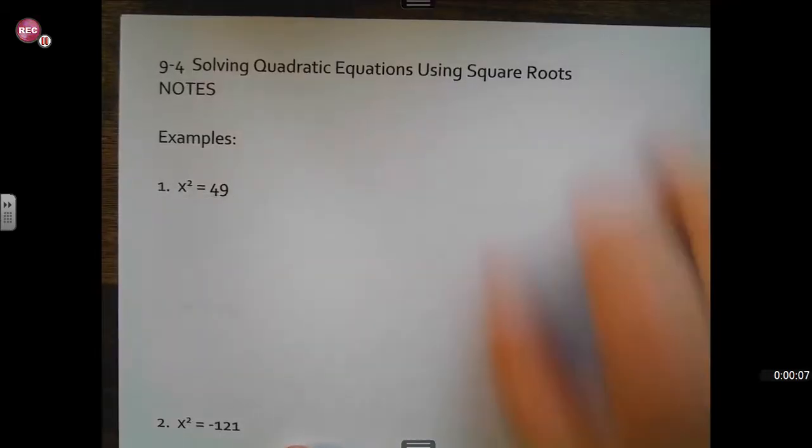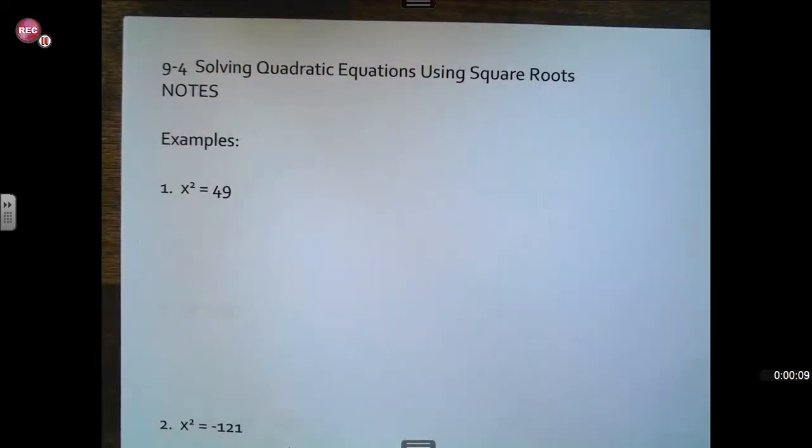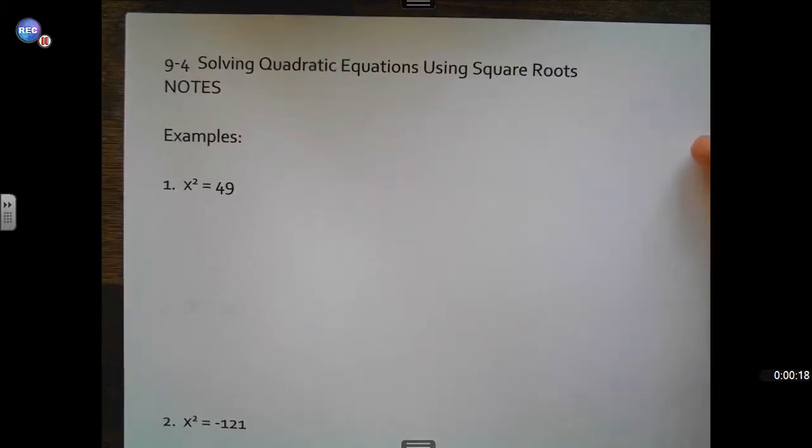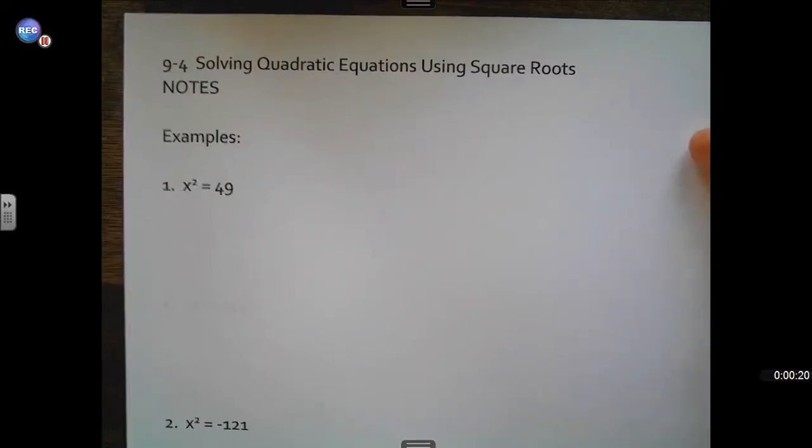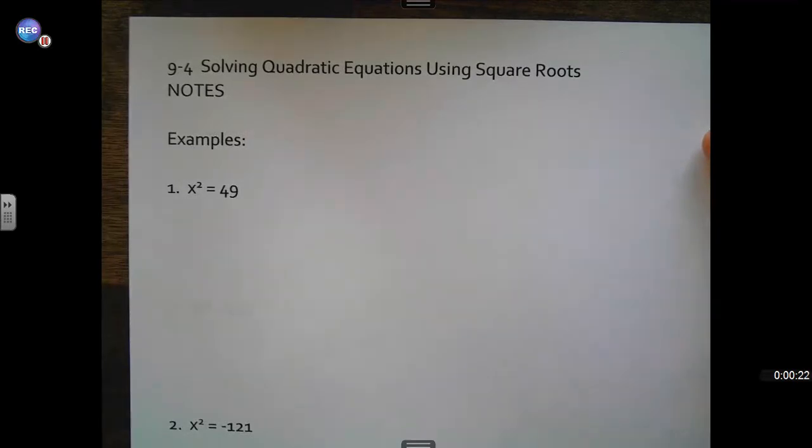All right, we're in Advanced Algebra 1. We're in Topic 9, Section 4. And what we learned in Section 3 was how to simplify square roots. And what we're going to learn in this section is how to solve equations using square roots.